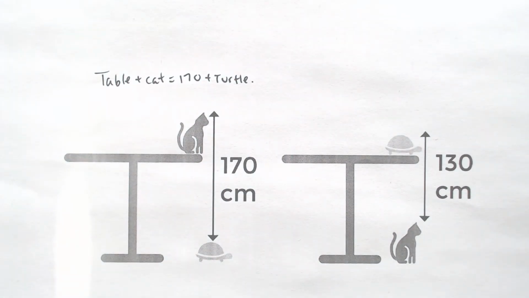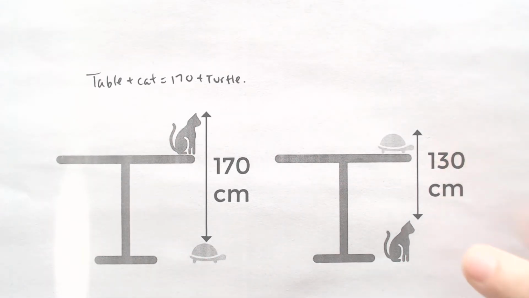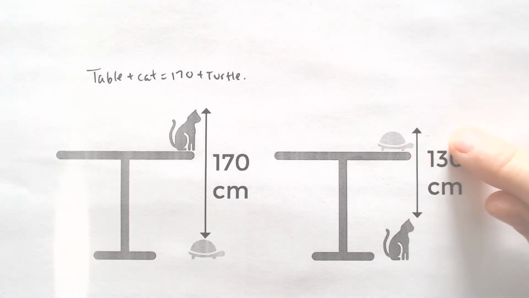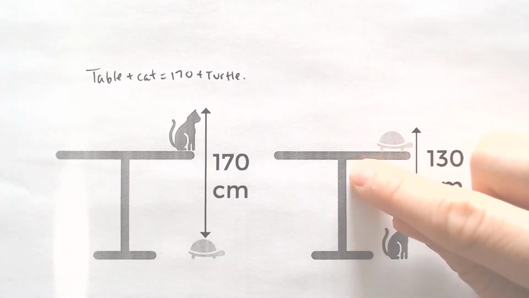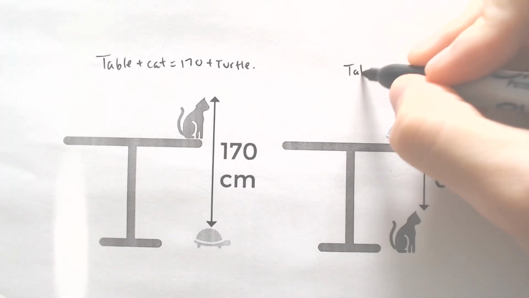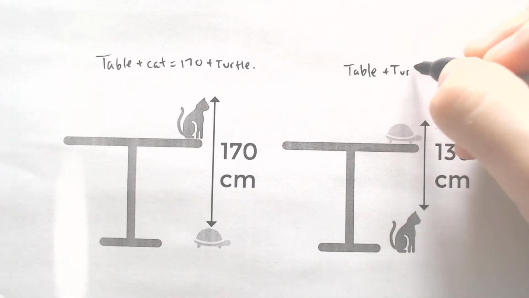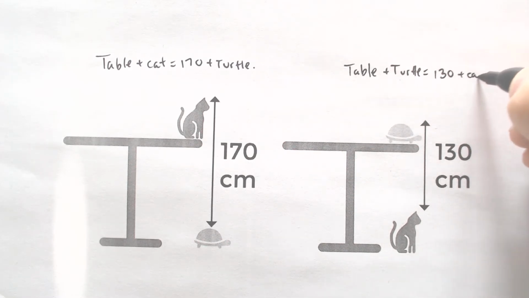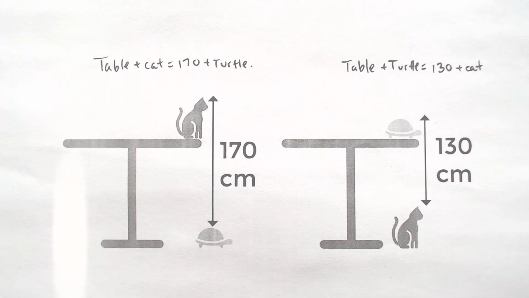Okay. Now, that in and of itself would not allow us to know how tall the table is by itself. But with the other scenario, where the cat added with 130 is the same thing as the table plus the turtle, here we're going to do table plus turtle is equal to 130 plus the cat. All right? And anytime you have two equations with two variables, you can set up what they call a system of equations.